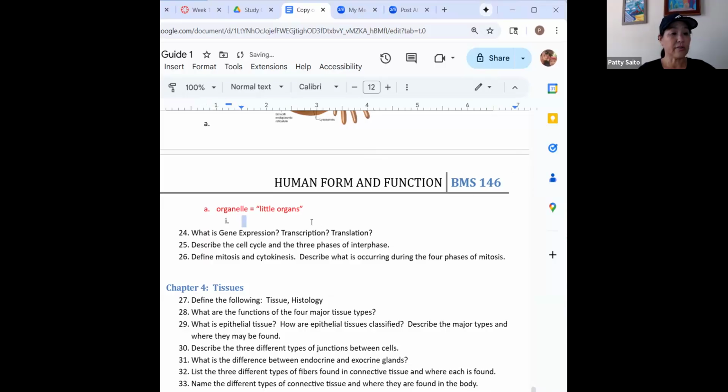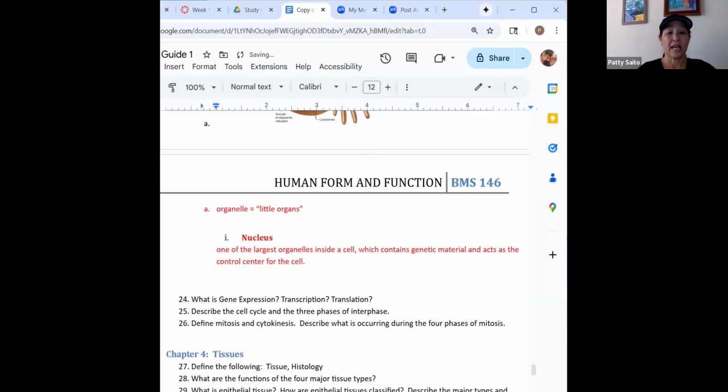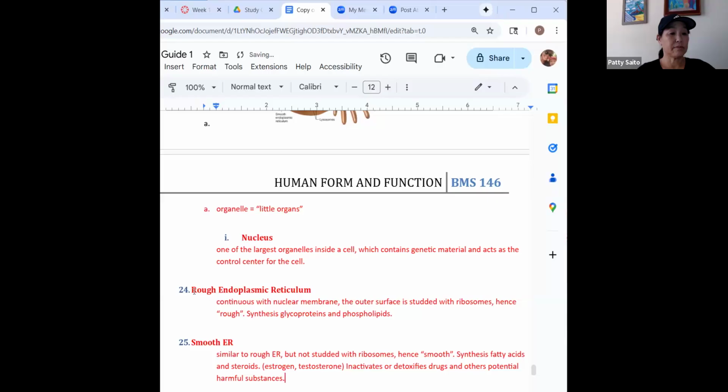So we're going to look at the different types of organelles. Nucleus, one of the largest, contains genetic material, the DNA, and acts as a control center for the cell. The next one is the endoplasmic reticulum, and there are two types of endoplasmic reticulum, based on the way it looks. One is kind of bumpy and looks rough, and the other one is much more smooth.